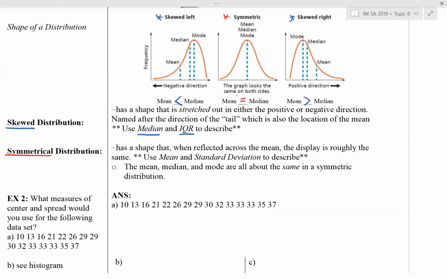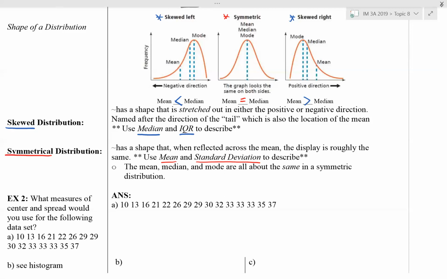It's like that where the mean, median, and the mode are, it cuts that graph right in half. It's that line of reflection. And so symmetrical has a shape that when reflected across the mean, the display is roughly the same. In this situation, we'll use mean and standard deviation to describe the center. The mean, median, and the mode are all the same in a symmetric distribution.